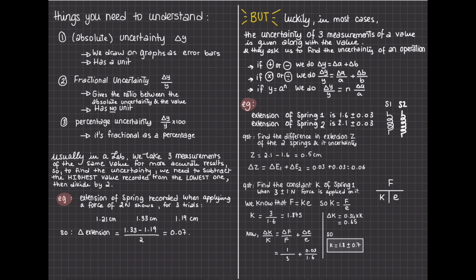0.65, and so you can say that K is equals to 1.8 plus minus 0.7, and as I said, it has a unit, so the unit here would be Newton per centimeter.